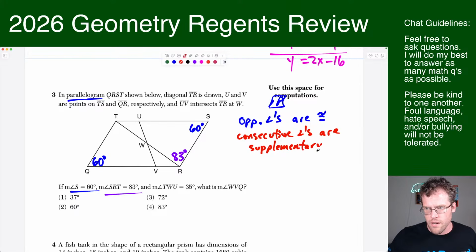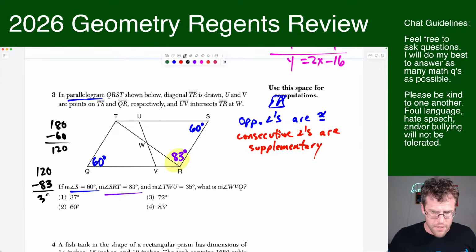Okay, consecutive angles are supplementary, which means they make 180. So where my head goes, I say, okay, 180 minus 60 is 120. So that means this angle plus this angle, like this one over here, these two have to make 120. So then what I would do is 120 minus 83, and if you subtract those, you get 37. So that tells you this one here has to be 37.